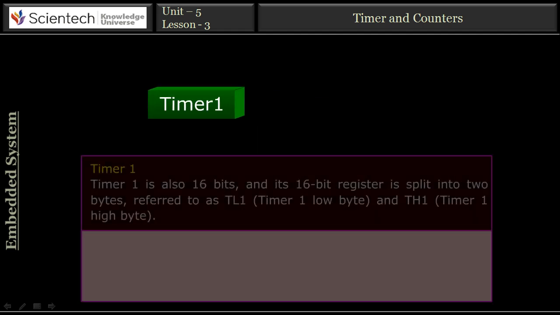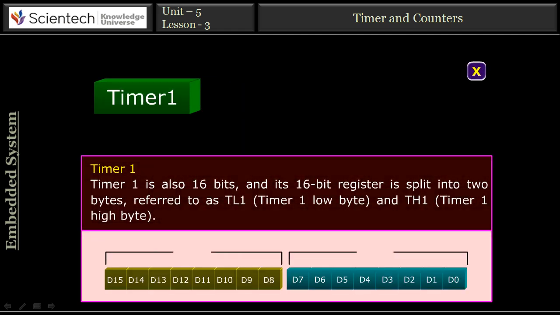Next is timer 1. Timer 1 is the same as timer 0. It is also 16 bits wide, and its 16-bit register is split into 2 bytes, referred to as TL1, that is, timer 1 low byte, and TH1, for timer 1 high byte.